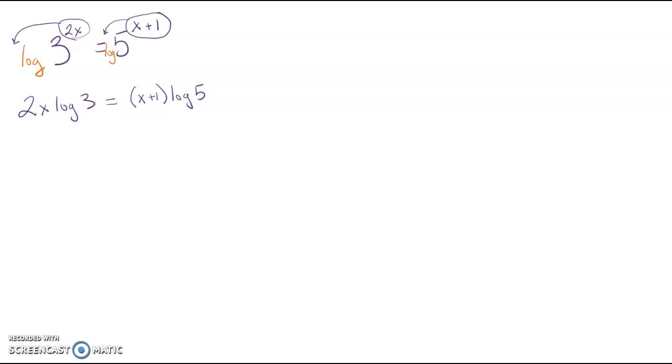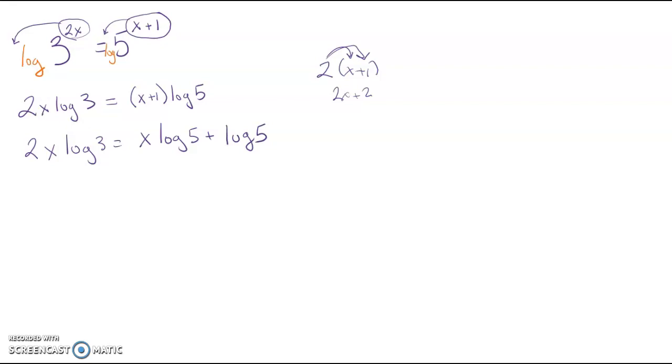Now, log of 5 is a number, right? It would be as if I said 2(x plus 1). And so I'm going to go ahead and distribute that number out, so I would get 2x plus 2. I can do the same thing over here. So this will give me 2x log of 3, and then over here is x log of 5 plus just 1 log of 5. So now I can move this over to the other side by subtraction.